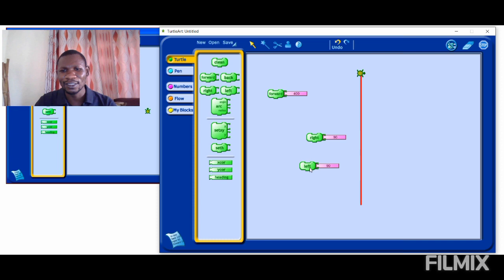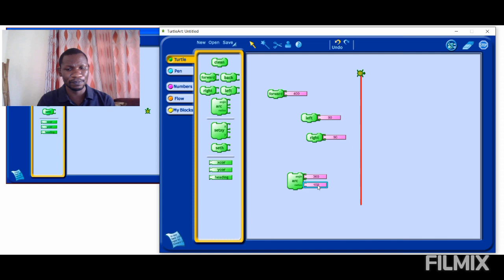If you continue clicking, you see now it is turning left. I think you see what is happening. And then the last one is the arc. The arc is having angle. You choose whatever angle that you want. If you choose 360, you are drawing a circle. And radius, it is the length of the radius of that circle. If you choose a bigger or a longer radius, you draw a bigger circle.